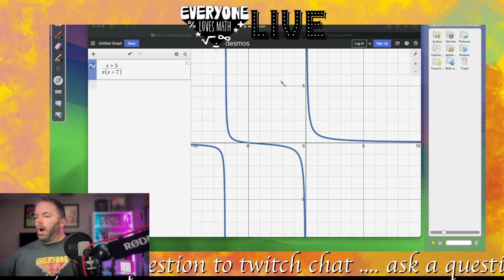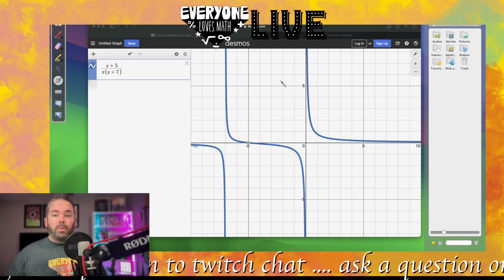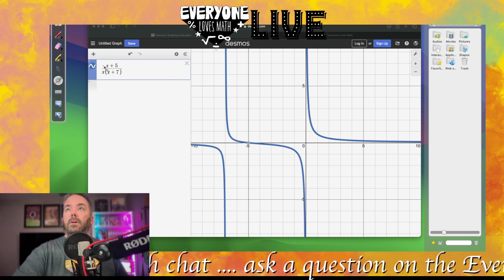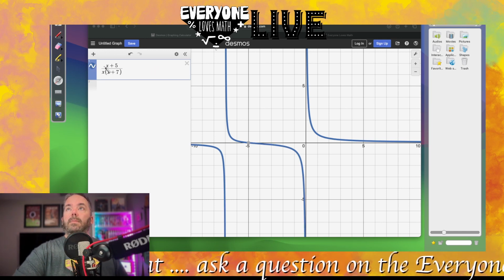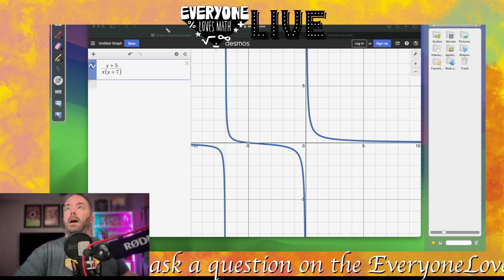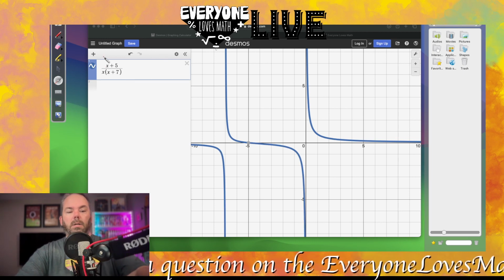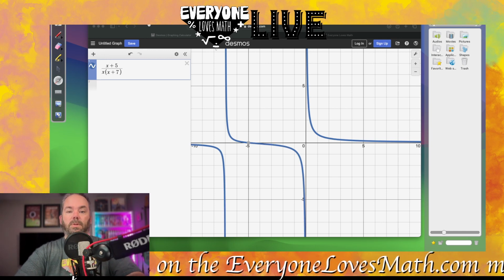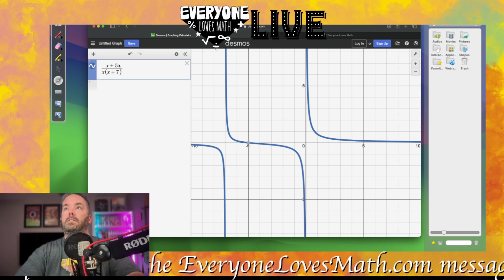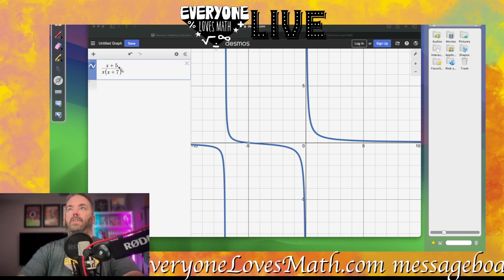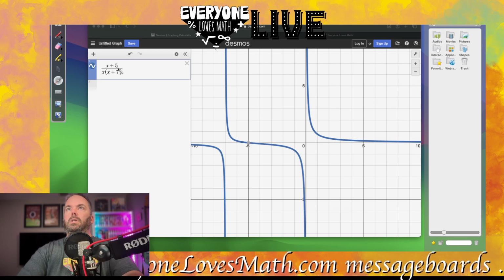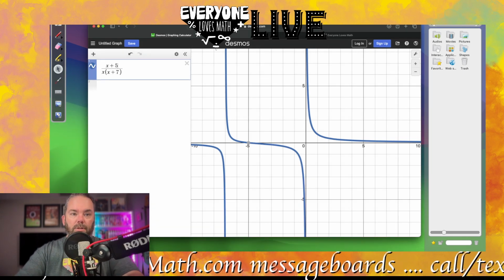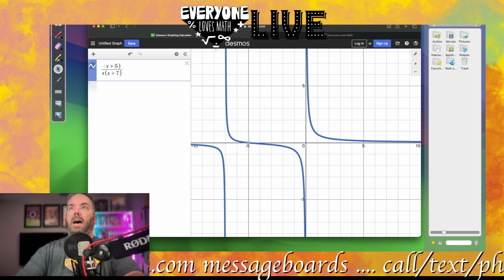Okay, I can do something really small to this graph to make it bounce off at x equals -5. Let me get back into Desmos here. All I have to do to make it bounce at -5 is make it x plus 5 squared.